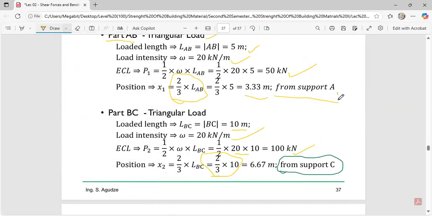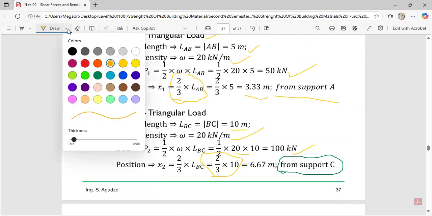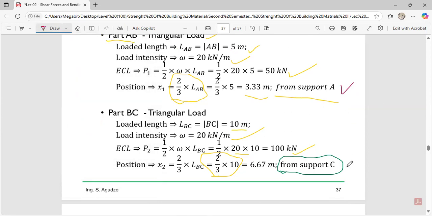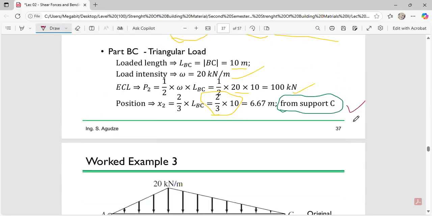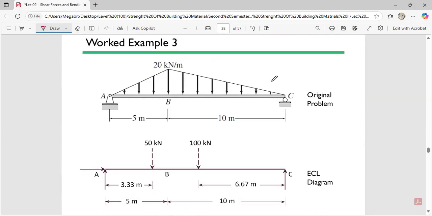So this is position 1 and this is position 2. Okay. So from there you come and draw the original problem again. This is the original problem. Then you draw the ECL diagram. In the ECL diagram, you realize that it's only one long line being drawn like this.